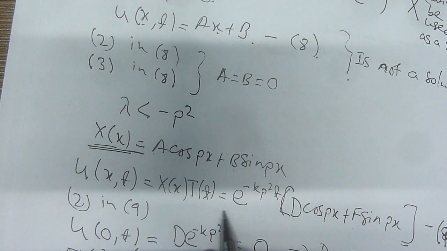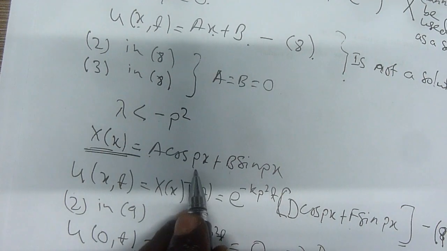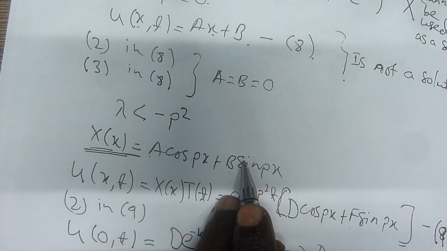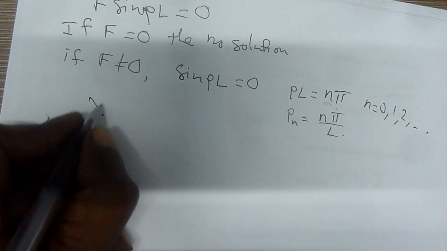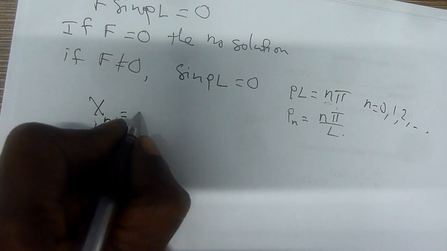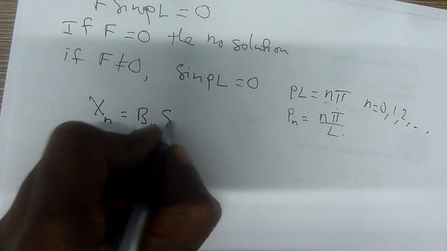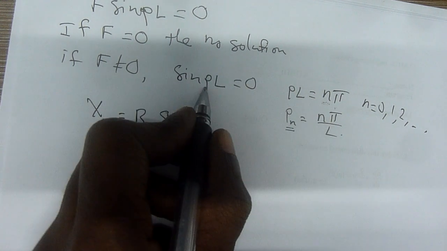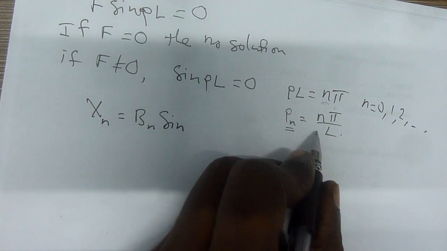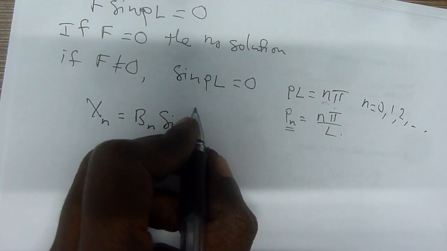Because we already said, for the boundary condition, cos is 0, this cannot be used. We have only this equation. Therefore, Xn for this is Bn, where sine is the combination of Pn. I don't want to substitute here yet, but you just have a look at that.